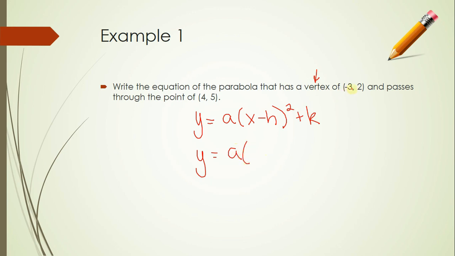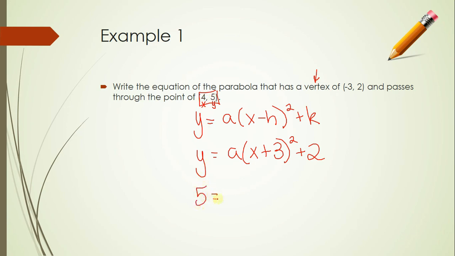So I went left 3, so that would be (x plus 3) squared, and then I went up 2, so that would be plus 2. Notice, guys, you do not know a, but you are given this random point of (4, 5). Well, this is just your x and your y. If I plug those in, I only have a left in my equation, aka I can solve for a, because you can't solve when you have multiple variables in your equation. So let's plug in our 5 and our 4.